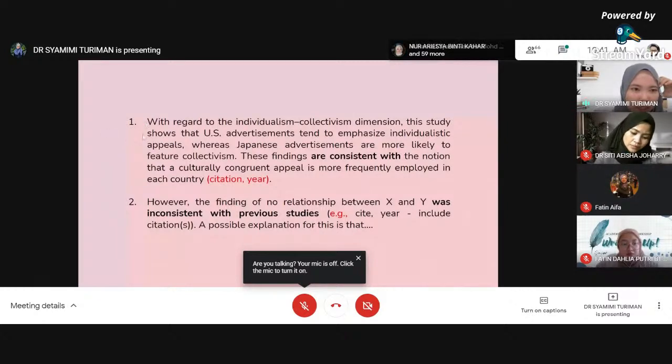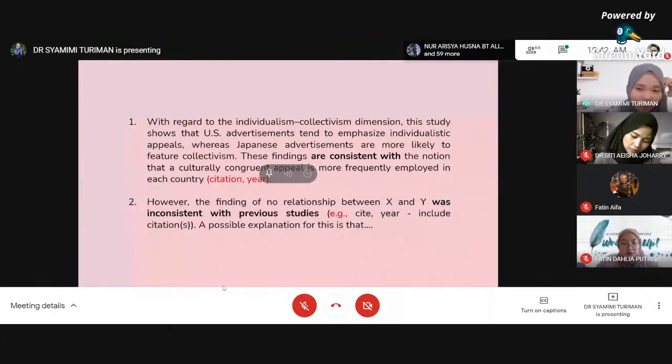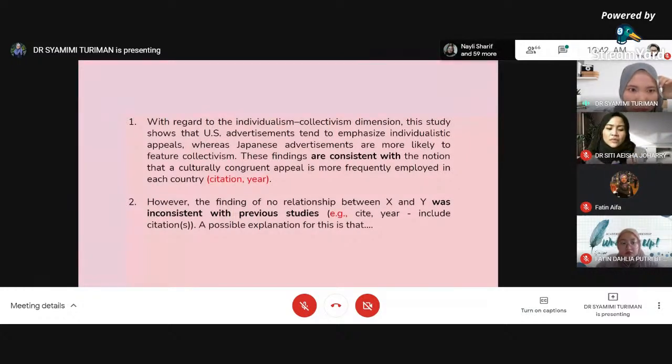If you look at the first one here, the author first presented the answer to the research question, or the finding, the results. With regard to the individualism, collectivism dimension, this is based on Hofstede. This study shows that US advertisements tend to emphasize individualistic appeals, whereas Japanese advertisements are more likely to feature collectivism. So that is the result.